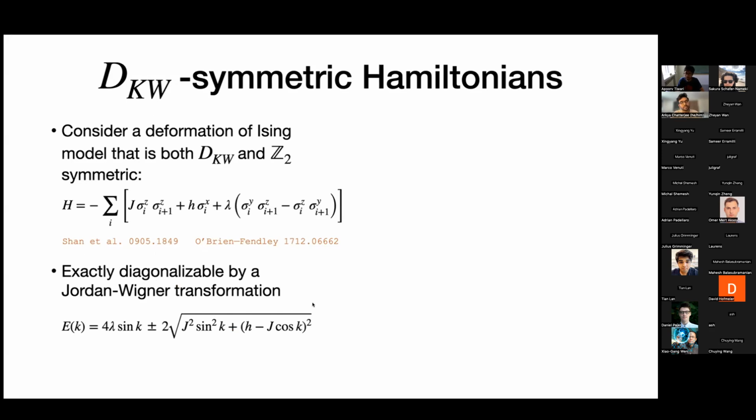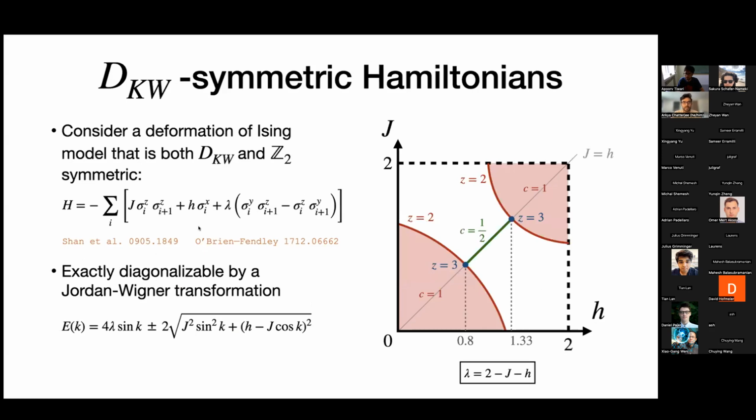We want to look at the phase diagram. So here's a phase diagram as a function of J and H and lambda as well, but lambda is fixed to be this linear combination of J and H, just to make the phase diagram 2D instead of 3D. The J equals H line is the self-dual line or the Kramers-Wannier symmetric line, and at the center of this interval is where J equals H equals 1 and lambda equals 0. So that's the Ising critical point.